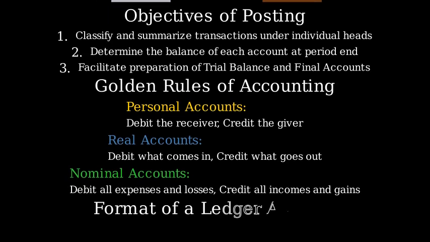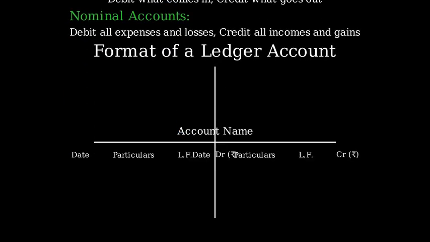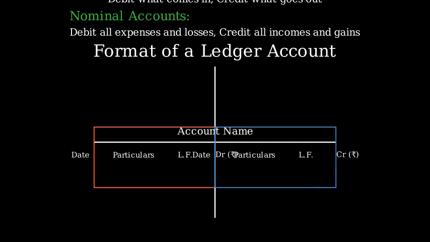Now, let's understand the format of a ledger account. Each ledger account is laid out as what's called a T account, or a two-column format. On the left side, we have the debit side with columns for date, particulars, ledger folio number, and debit amount. And on the right side, we have the credit side with similar columns: date, particulars, ledger folio number, and credit amount. The LF, or ledger folio number, is a cross-reference to the journal page from where the entry is posted.